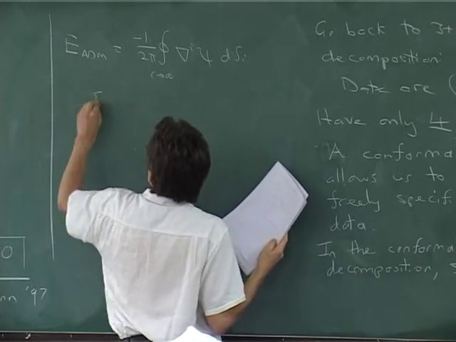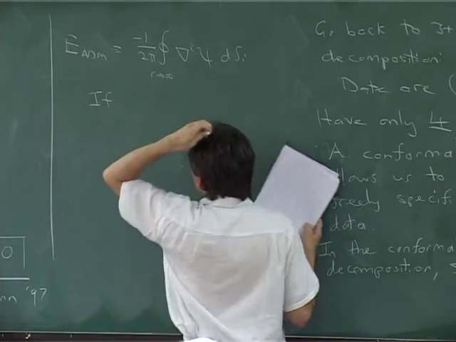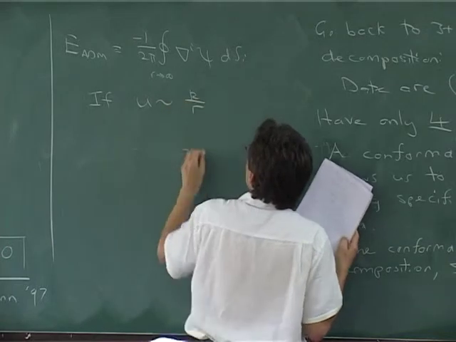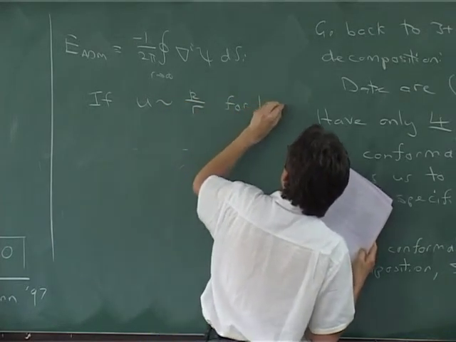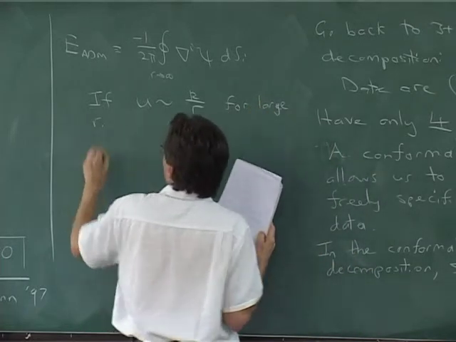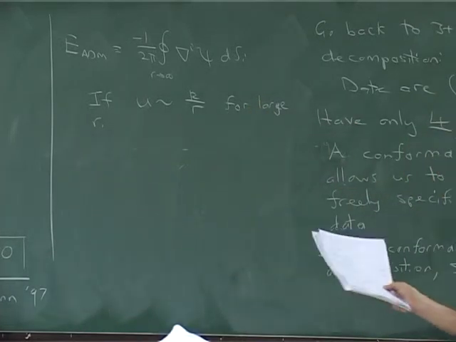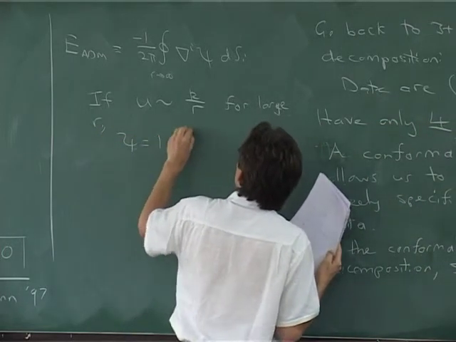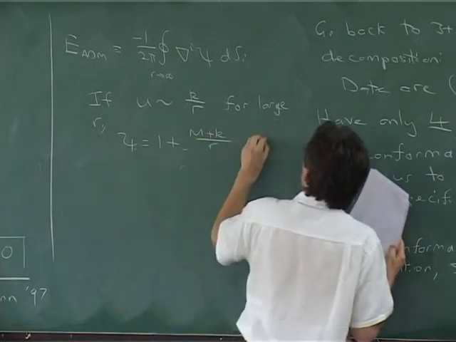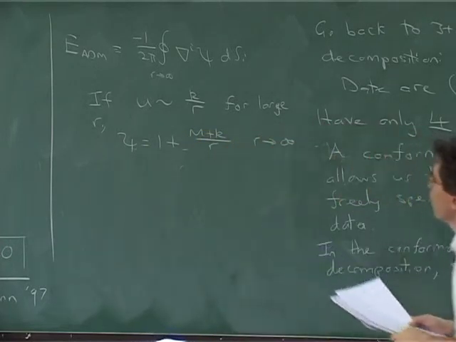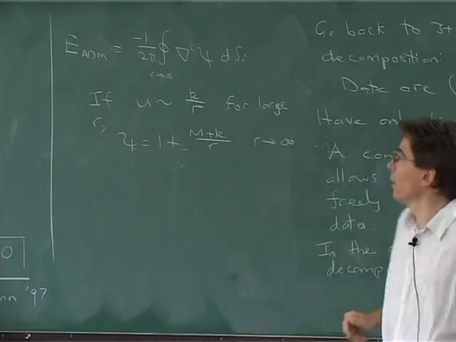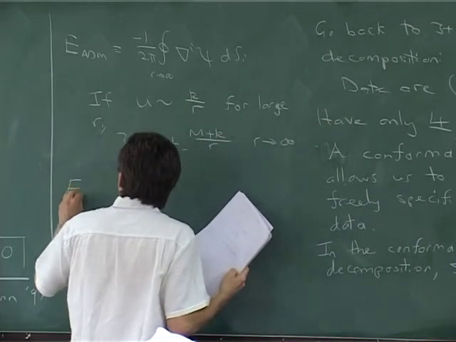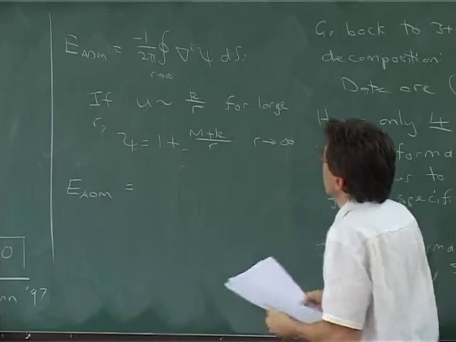So if u goes as some k over r at large r, which we expect because we've done this before, this is certainly what's going to happen, then psi is 1 plus m plus k over r as r goes to infinity, and this is some constant. Then if we plug this into here, if you just do the calculation, this is relatively straightforward.